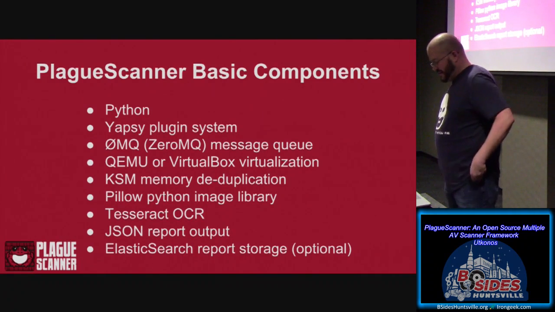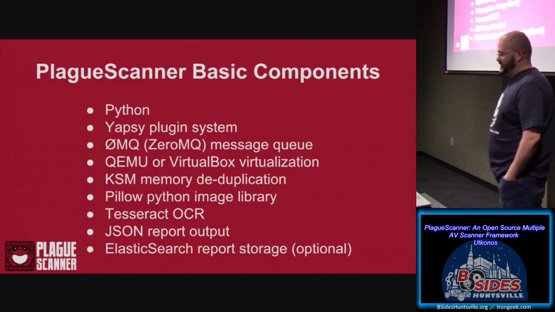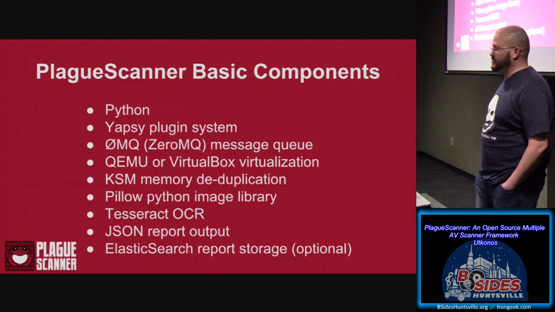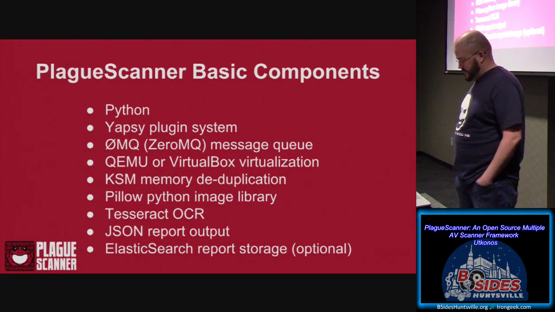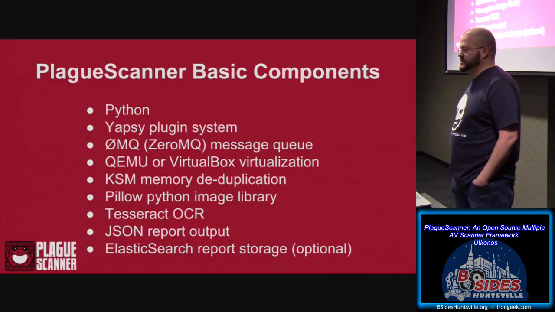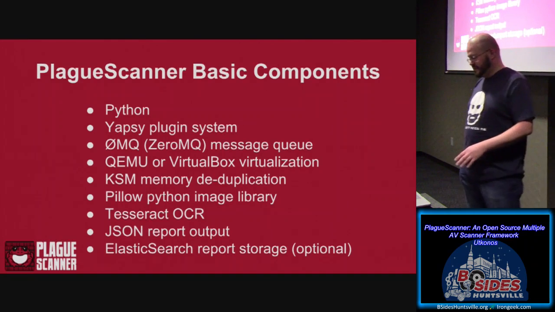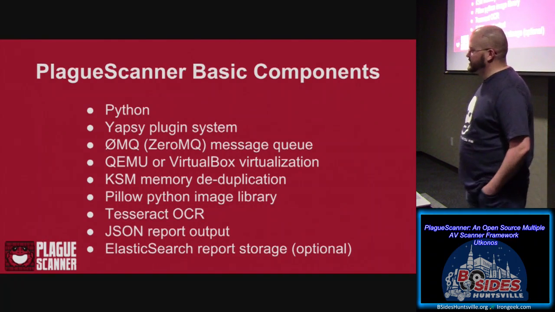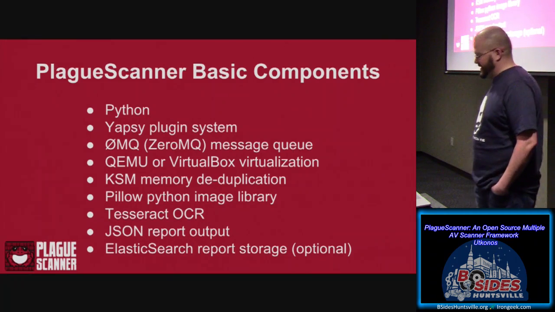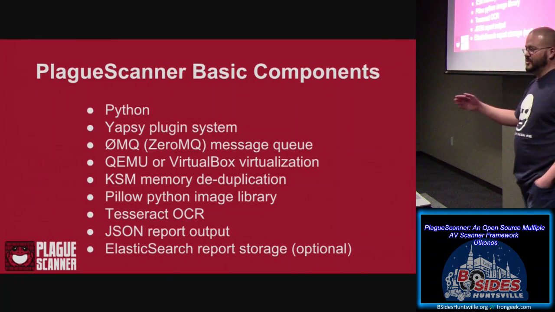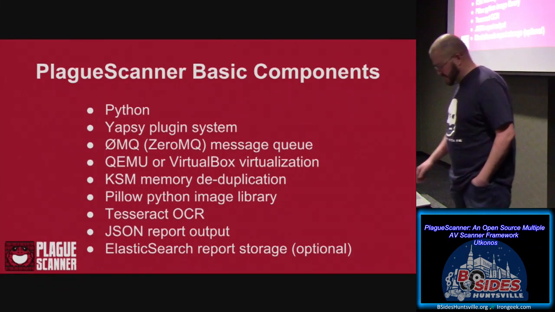Maybe, I don't know. But I also use the Pillow Python image library. This is a fork of PIL, P-I-L, and I use this to do screenshots. Also, I use Tesseract OCR, and we'll go into why Tesseract OCR is important later. The output is JSON, and there's an optional output for Elasticsearch so that you can keep your old reports and do statistics and big data.